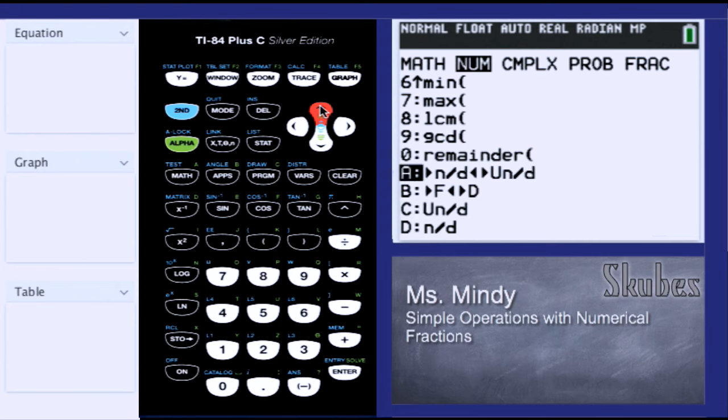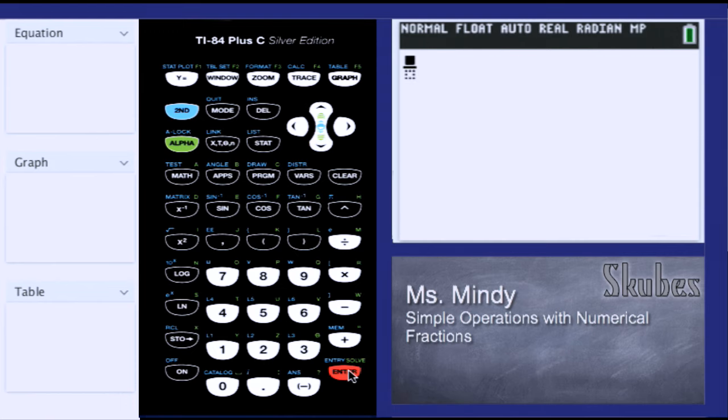Till you get to the button that we want to plug in. Numerator, denominator, actually it's D. So press enter to choose it. And once you do that, you get a place to plug in a fraction. I'm going to type in a 5 for the numerator. I can scroll to the right or I can scroll down. If I scroll to the right, it'll automatically take me to the denominator.